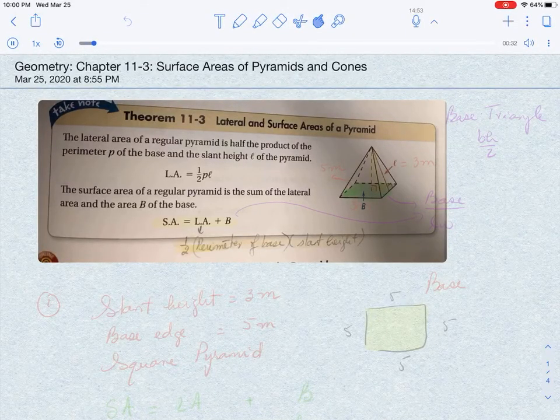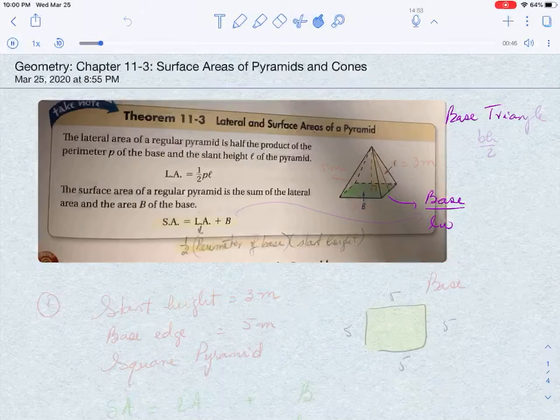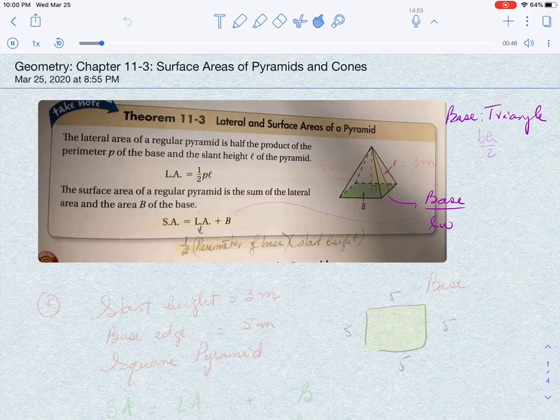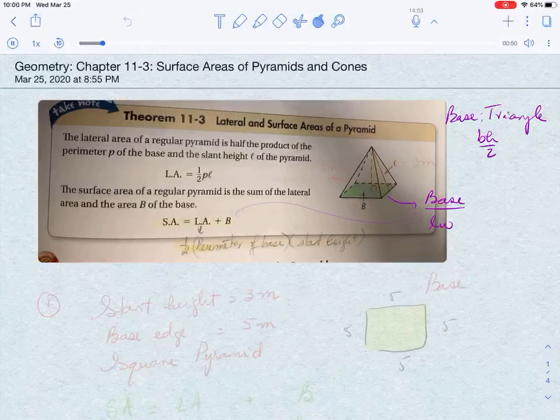Based on that base, if it is the area of the base and it's a square or rectangle, it's length times the width. But if it's a triangle, it's going to be base times height divided by 2.